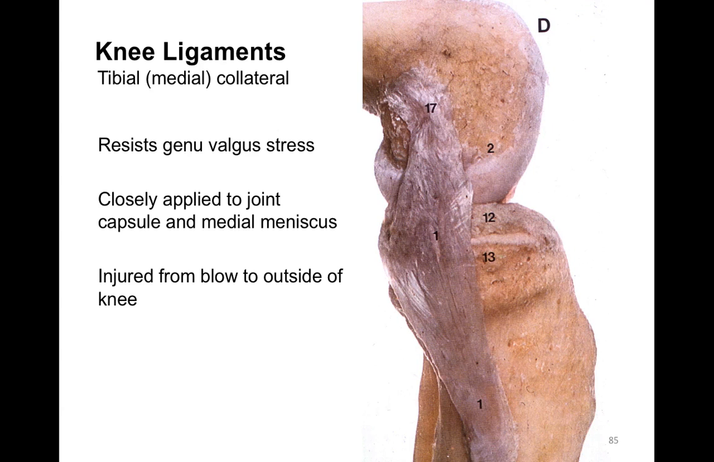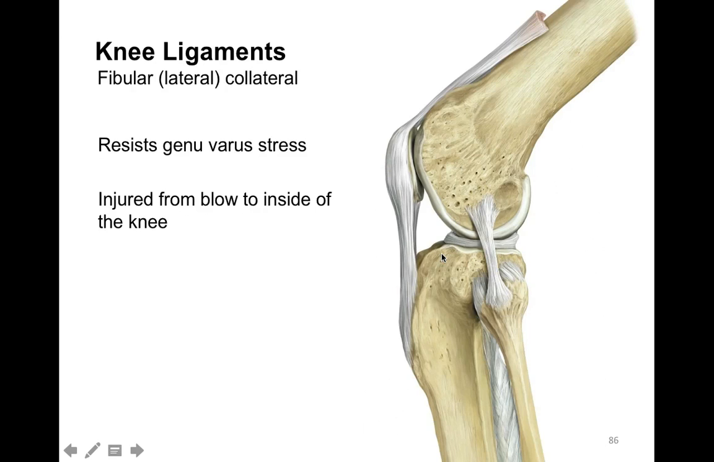Here's a cadaveric dissection where the medial collateral ligament has been preserved, labeled as number 1, just to give you a sense of how broad, thin, and flat this medial collateral ligament is, especially in contrast to the ligament on the other side of the knee, the lateral collateral ligament, also known as the fibular collateral ligament. This ligament will resist genu varus stretch, which is the bow-legged stress at the knee, and it would be injured from a blow to the medial aspect of the knee.